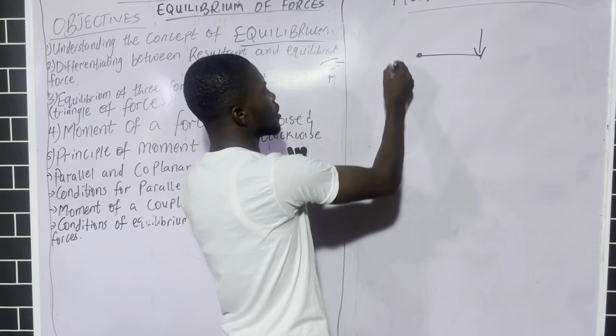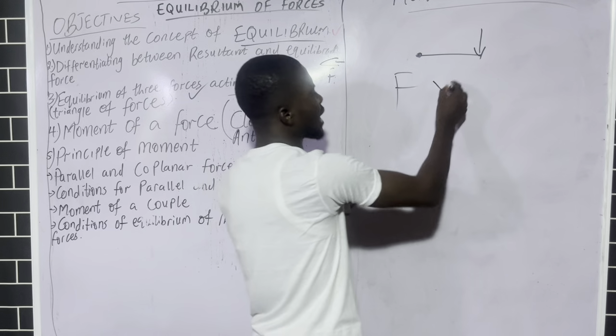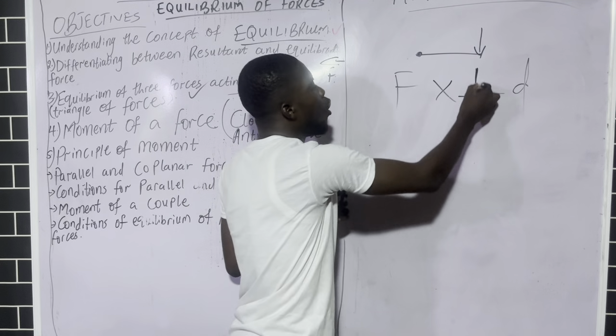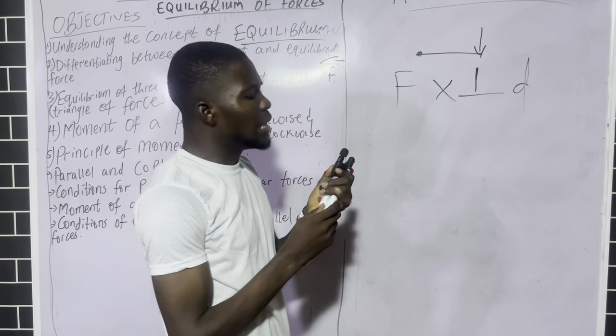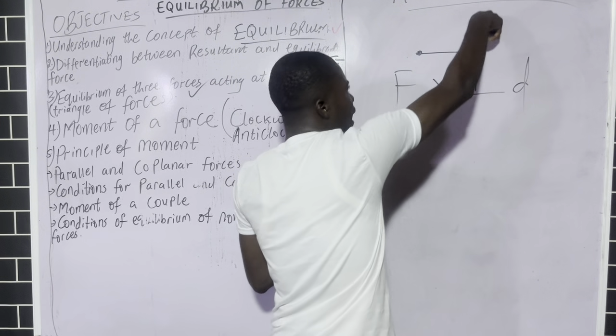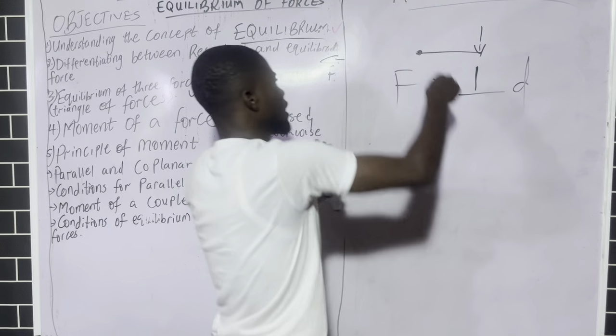What is moment of a force? Product means times. Force times perpendicular distance. Are you following me? Force times perpendicular. Why do we use perpendicular distance? The reason we use perpendicular distance is this: I am applying the force here. The effect of the force is felt here.